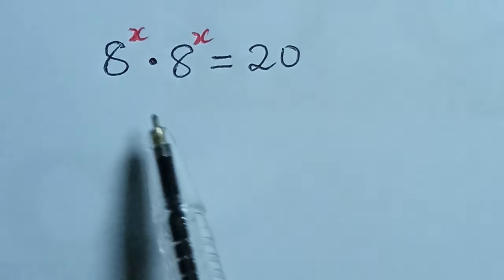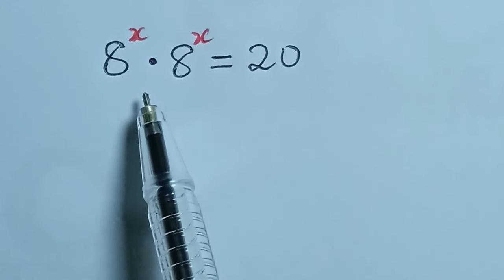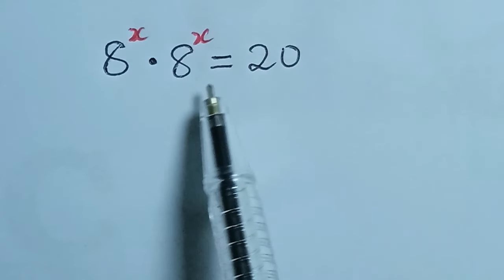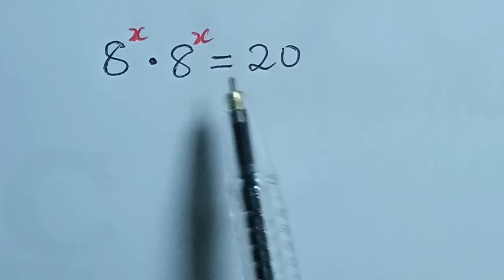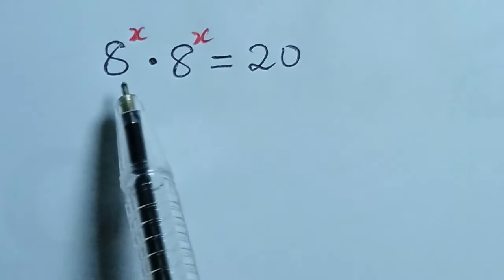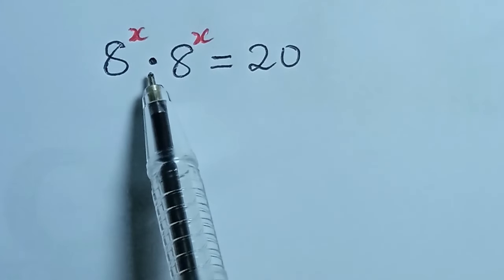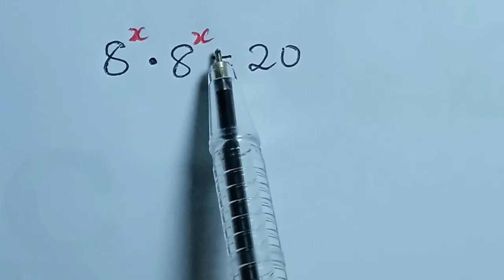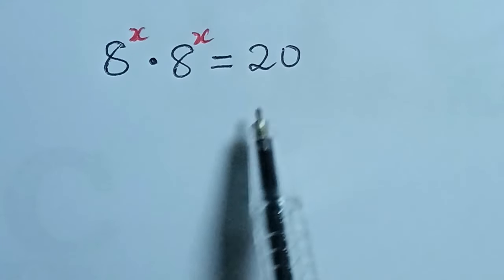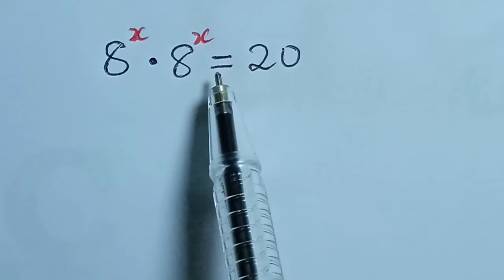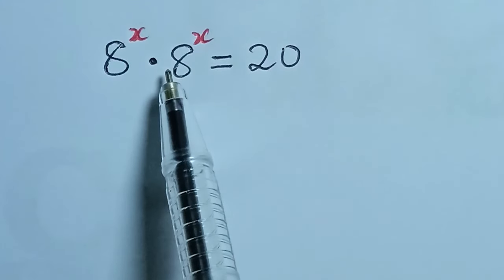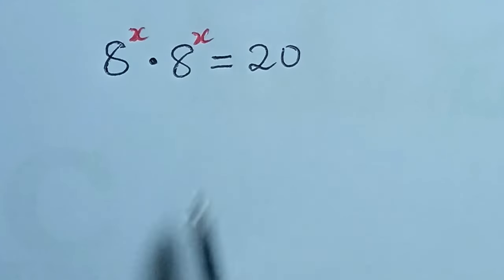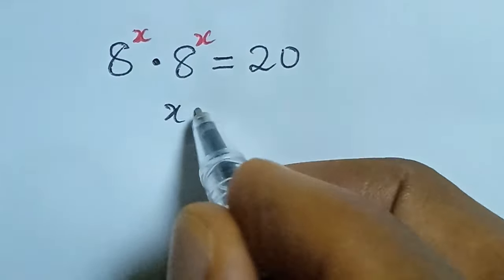In this video we want to solve this nice exponential expression, this Olympiad question. We have 8 to the power of x multiplied by 8 to the power of x equal to 20. What will be the value of x that makes the left hand side equal to the right hand side? X is equal to what?